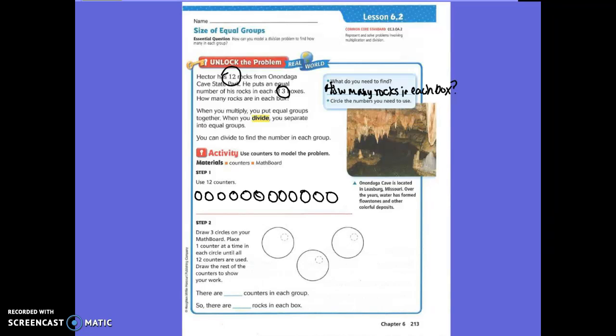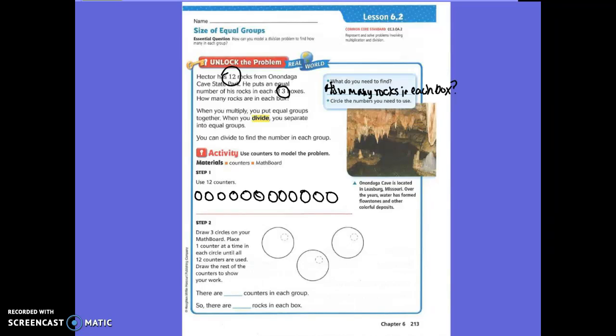Then it says draw 3 circles on your math board, which they have for us on our paper. Place 1 counter at a time in each circle. Instead of you physically touching a counter and putting it in a circle, we're going to just draw counters in a circle. Okay? How many counters do we have? 12. We only have 12. We have to place 1 at a time in each circle.